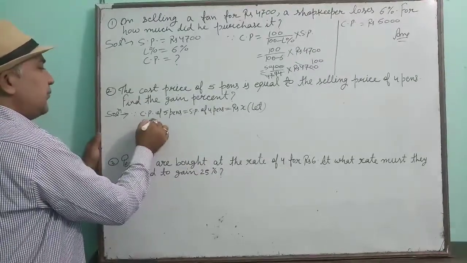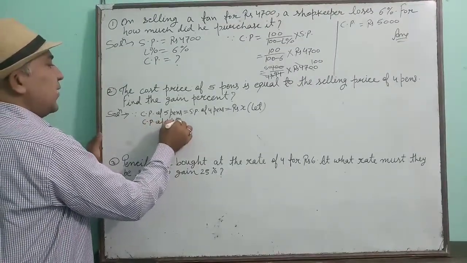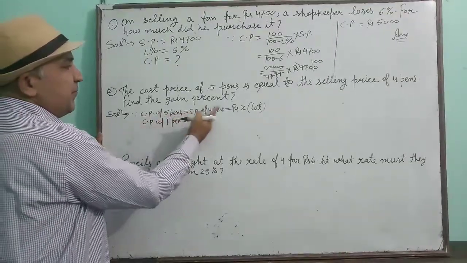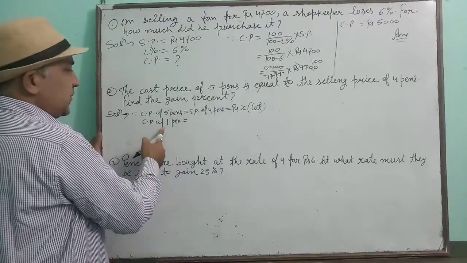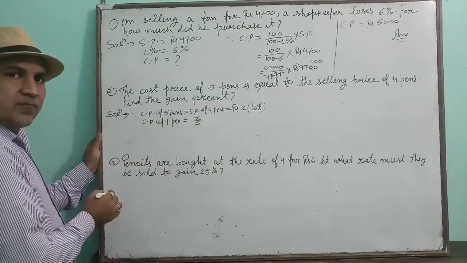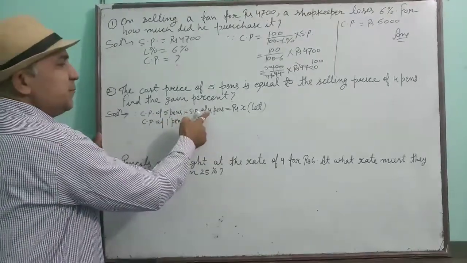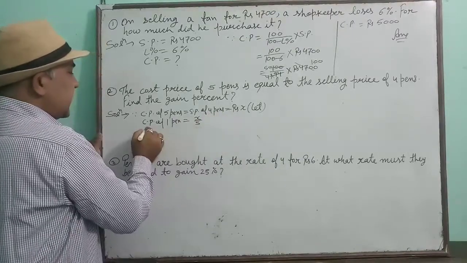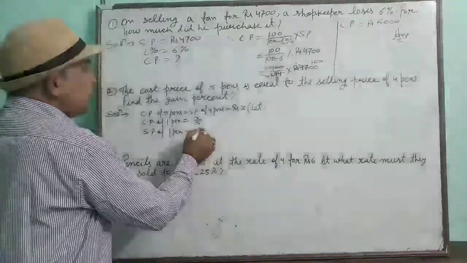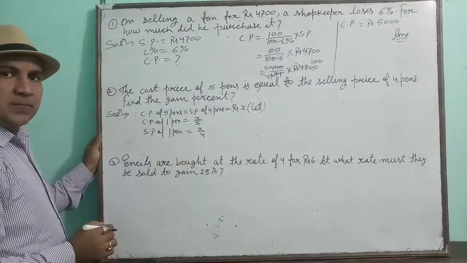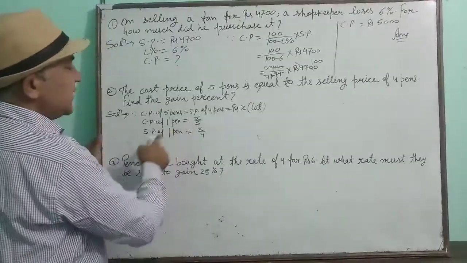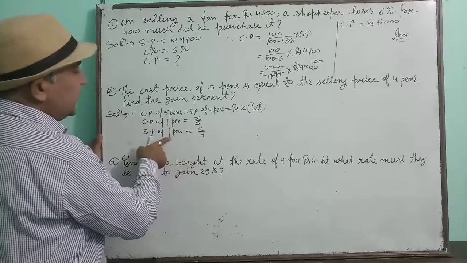So find out here the cost price of 1 pen. If the cost price of 5 pens is X rupees, then the cost price of 1 pen will be X by 5 rupees. Similarly, the selling price of 4 pens is also rupees X. So the selling price of 1 pen will be X by 4 rupees. Understood? Now, cost price of 1 pen is X by 5, selling price of 1 pen is X by 4.